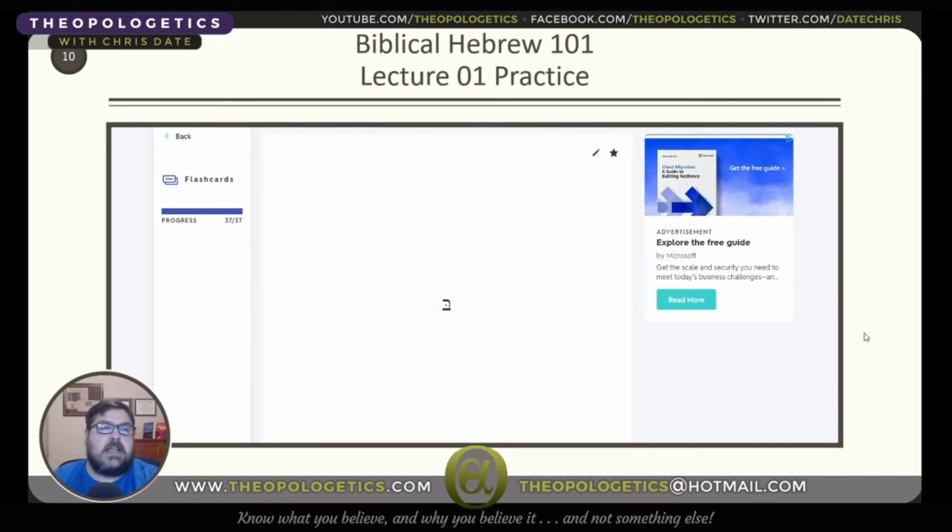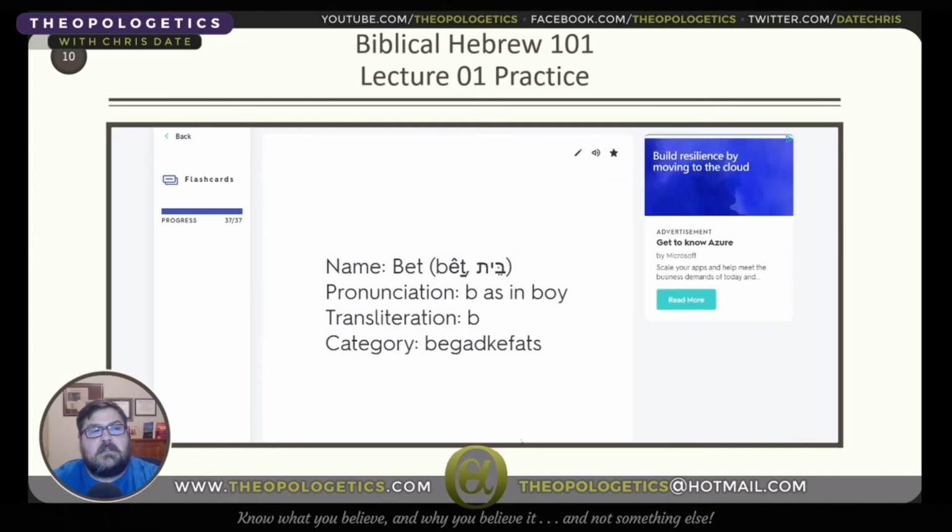And finally, one last consonant before we move on to the last part of our practice today. This is the letter Bet. Because it has a dagesh lene in it, it is pronounced like the B in boy or Bible. If it didn't, it would be pronounced like the letter V. It is transliterated using the letter B in English, and because it has a dagesh, the transliteration has no markings around it. It's just the letter B, and this is in the category of letters that take dagesh lene in some cases, known as Begad Kafat.